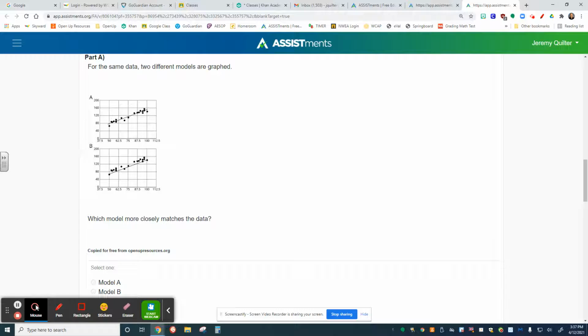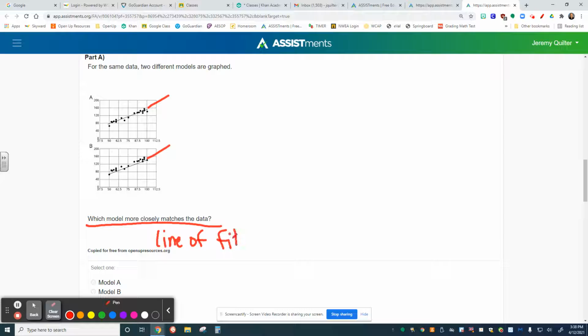For the next problem, we have for the same data, 2 different models of graphs. So we have graph A and graph B. And what they did for us is they graphed a line of fit in 2 different places. We're saying which model more closely matches the data. So we have the piece that we just talked about, the line of fit. But there's one more thing out there.